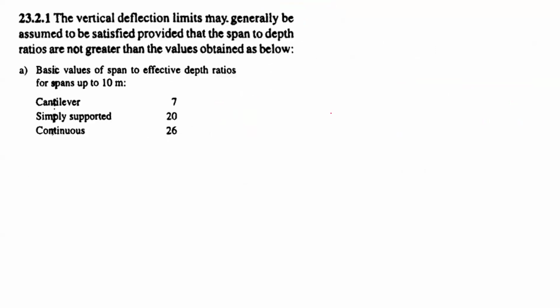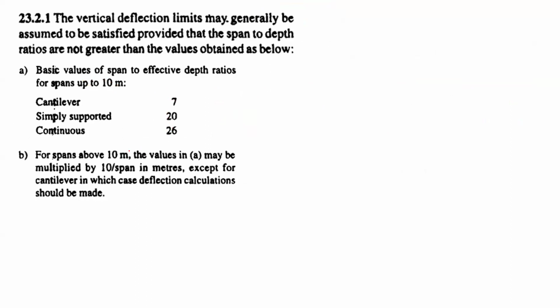Then we can have the vertical deflection. Now this is for slab also and for beam also. So first, up to 10 meter, we have these three values: 7 for cantilever, 20 for simply supported, and 26 for continuous. Now if the span is more than 10 meter, the values in A may be multiplied by 10 by span. So we are going to multiply by 10 by span.